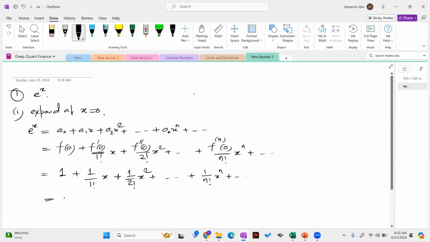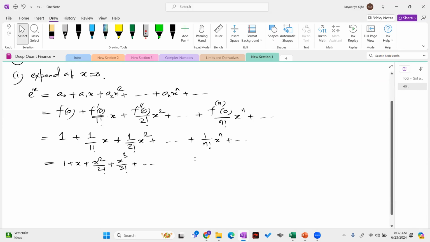So we have 1 plus x, x squared by 2 factorial, x cubed by 3 factorial, and so on. This is the Taylor series expansion of e to the power x at x equal to 0. Okay, I'll show you visually what it means a little later. Just do the maths for now. You have to be clear. Did you understand this derivation? Any questions?